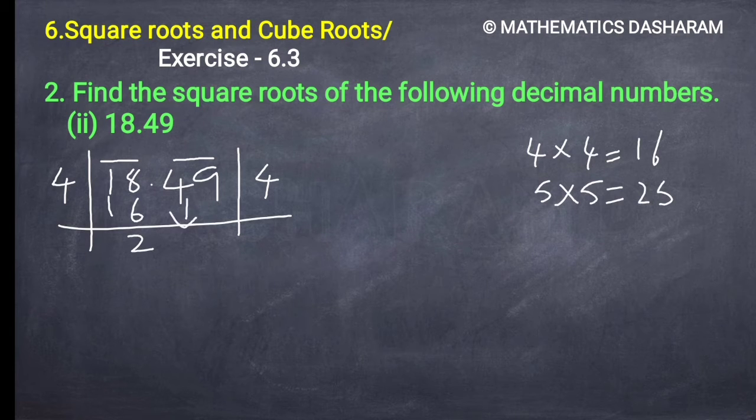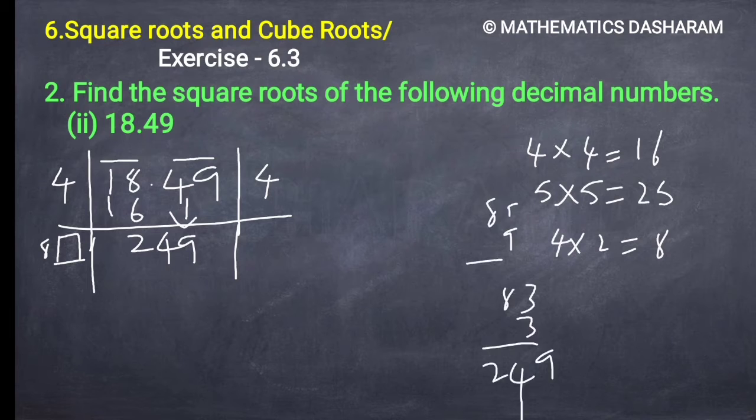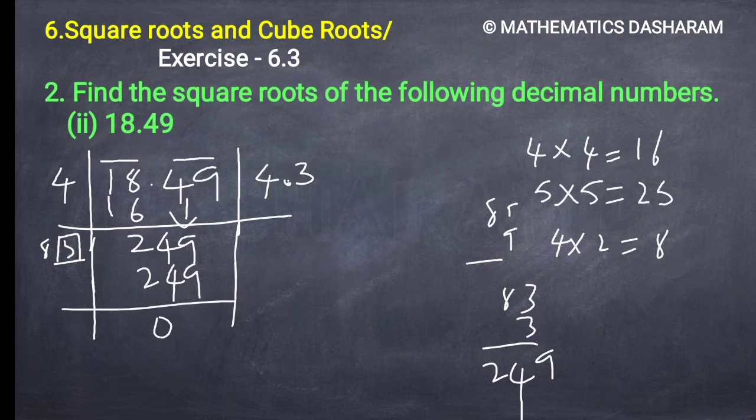Next pair is 49, so that is 249, and do twice the quotient. 4 into 2 is 8, so 8 beside it, the suitable digit is 3, so 83 into 3. Here we have already entered the decimal part, so that is why the point. 83 into 3 is how much? 249, the remainder is 0.